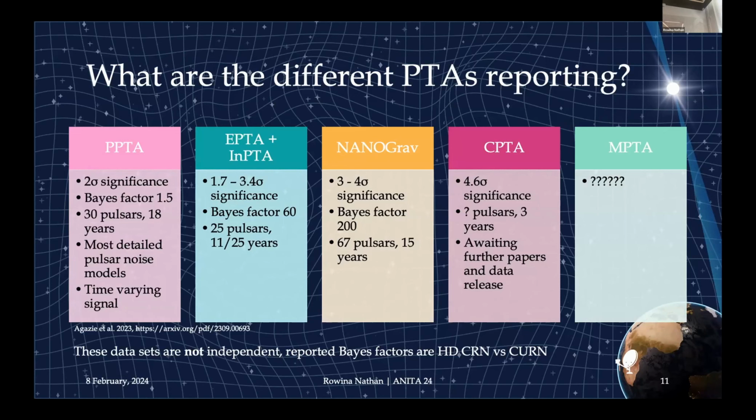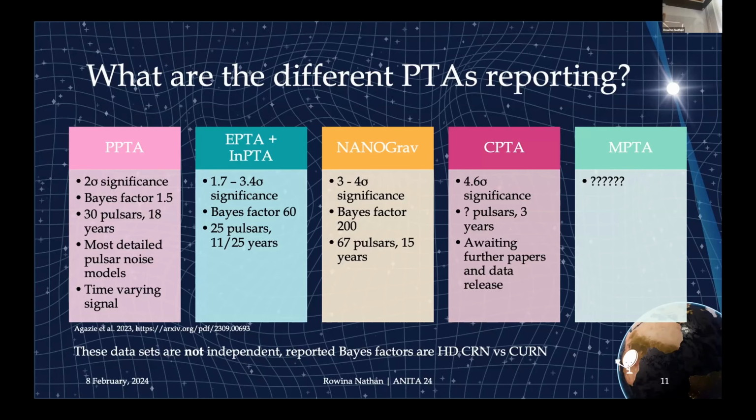So the PPTA is the Australian collaboration. We had a 2 sigma significance, so we were on the more conservative side. I guess we're very conservative about how we do our noise modeling. We don't want to claim detection if we don't really have one.